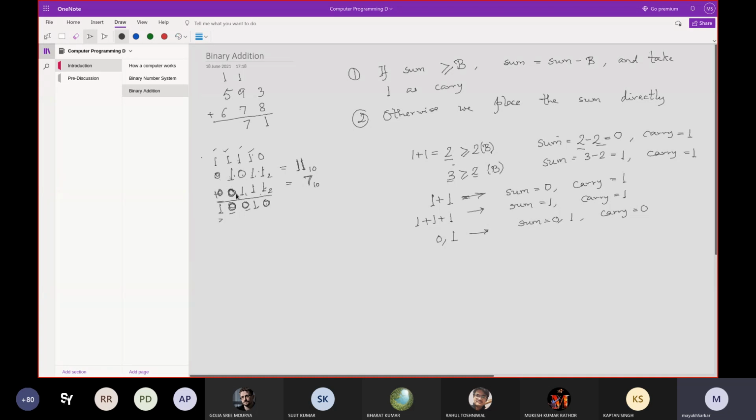Yes, sir. I will show you several more additions to make it clear, but let me show you one thing. 1 0 0 1 0, so 2 to the power 1 plus 2 to the power 4, and it comes out as 18. So the result of addition is correct.